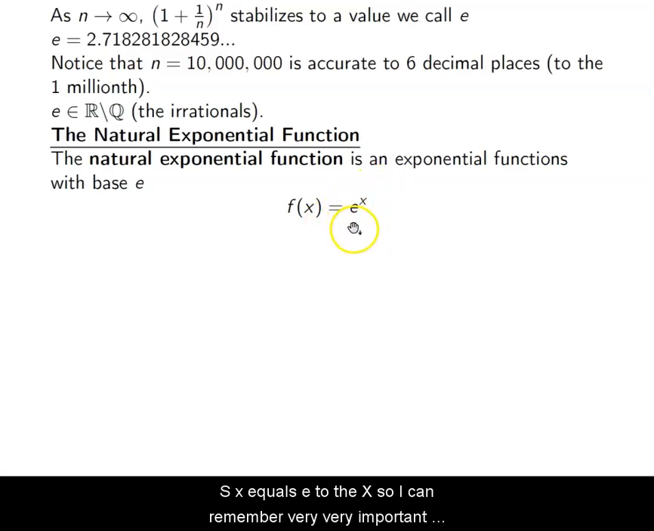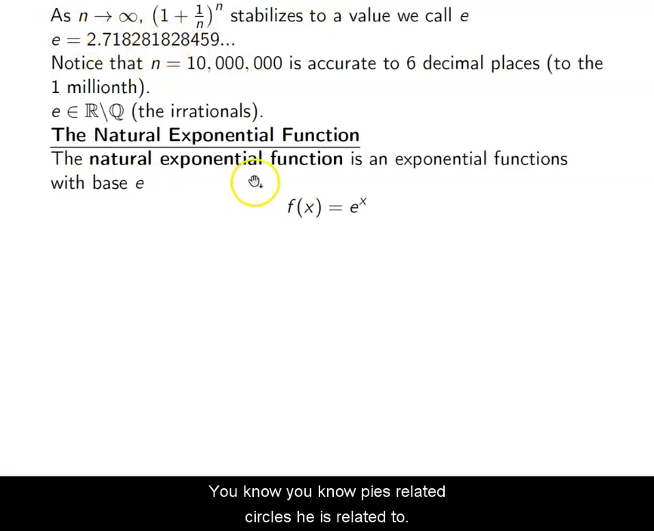So again, remember, very, very important, e is not a variable. It's not some unknown number. It would be like if I wrote pi to the x. It's an actual value. We know pi is related to circles. E is related to exponential functions, right? In the way that we just calculated. Okay, so remember, e is a value.